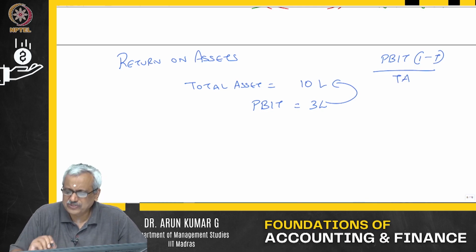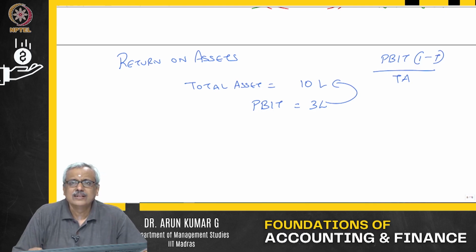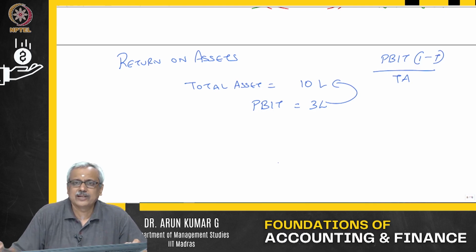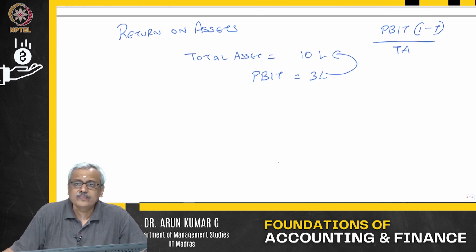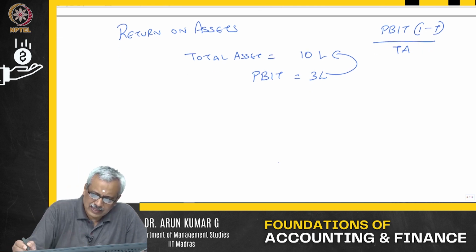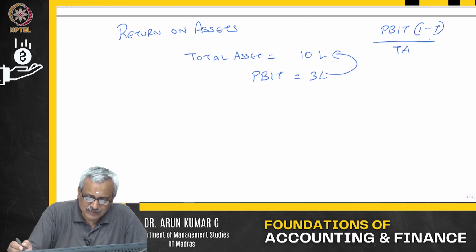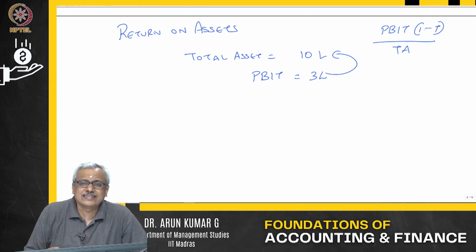Sir, this is confusing. I didn't know, why do you do 1 minus tax rate and everything? We will come to that. I will talk about the next ratio, and I will explain why we do that. Now, park this for the time being, we will revisit return on assets.